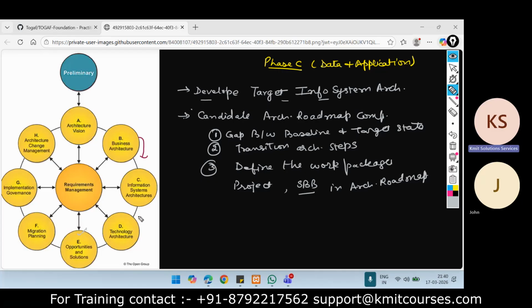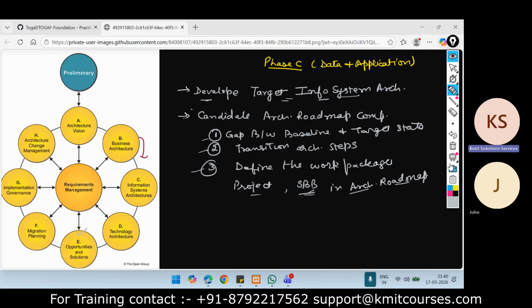Right. Now, if I talk about the key objectives, you need to develop the target information system, and you need to define the candidate architecture roadmap components. For that, you need to see the gap and transition steps. You need to define the work packages and solutions, architecture building blocks, etc.